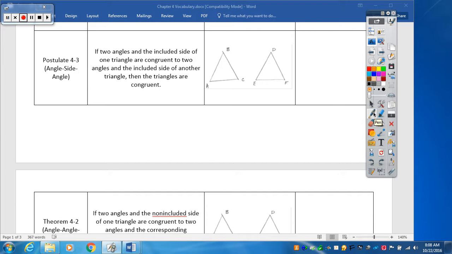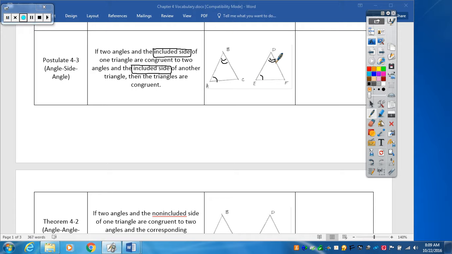So what I'd like you to do is pull out your vocabulary sheet and jot down the postulate that you see on the screen there, postulate 4.3. It says if two angles and the included side of one triangle are congruent to two angles and the included side of another triangle, then the triangles are congruent. If you're a highlight type person or you like to box things in, which I definitely am, the key term right there is the included side. As you write that down, pay attention to the triangles here that I'm going to mark out and see if you understand what I mean by the included side.